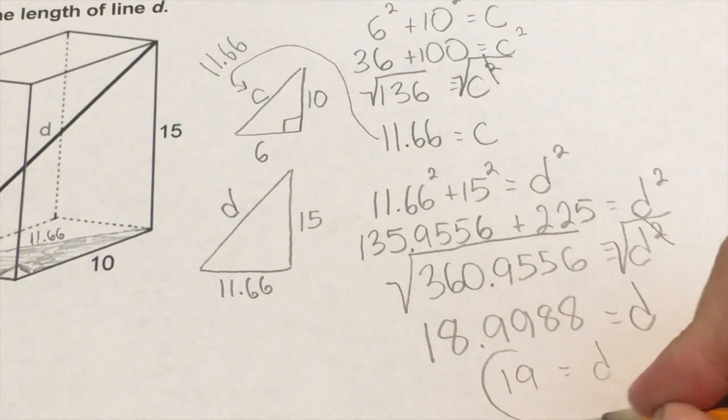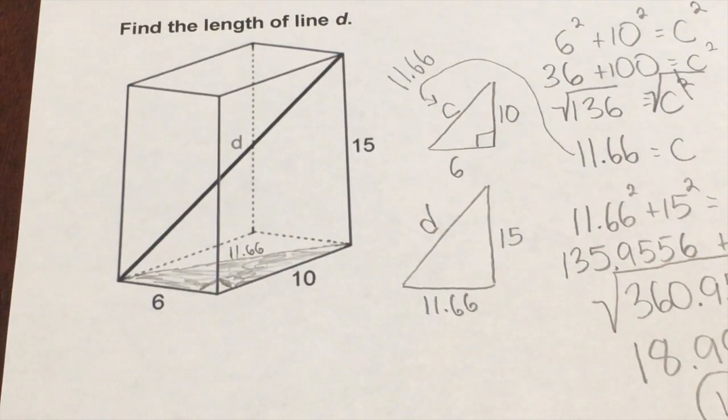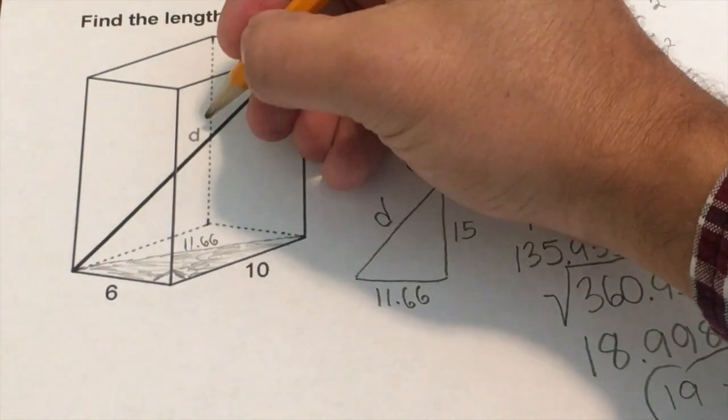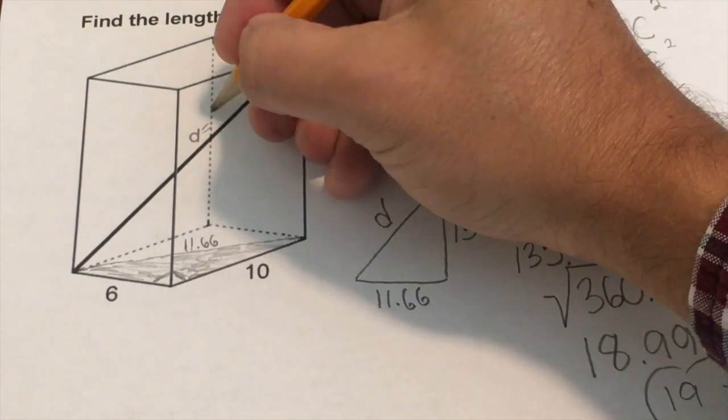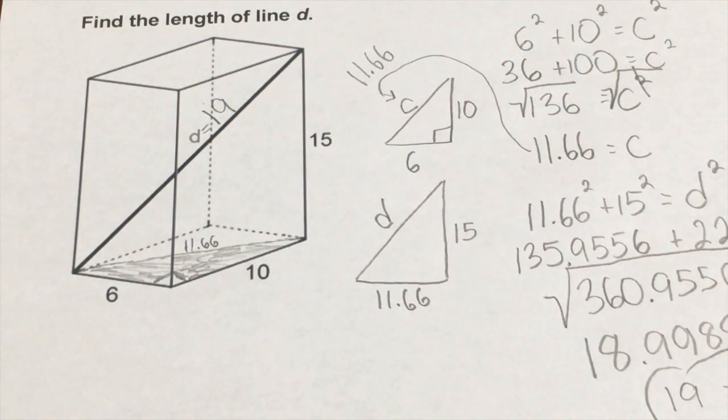So one more time, let's go back to the diagram and just notice that the space diagonal is 19, which is significantly longer than any other measure of the box. Longer than 15, 10, and of course 6 on the bottom.